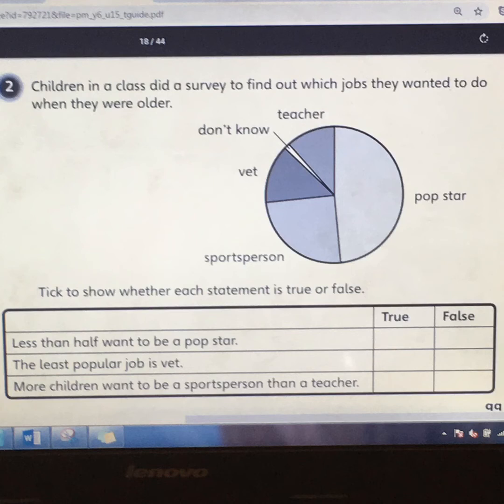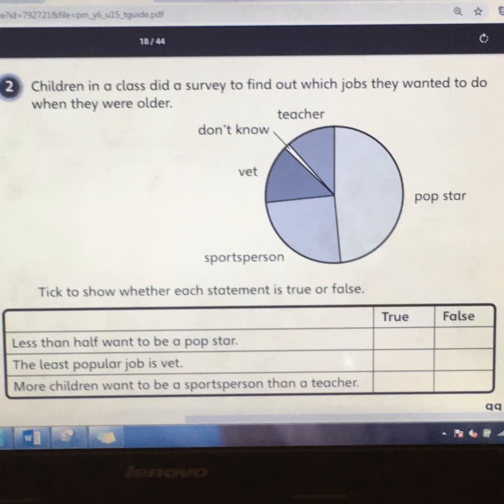So, answer time then. Less than half wants to be a pop star. Well, I can see that that is true because it's just under half the circle is coloured in very light grey for a pop star. So that would be true.